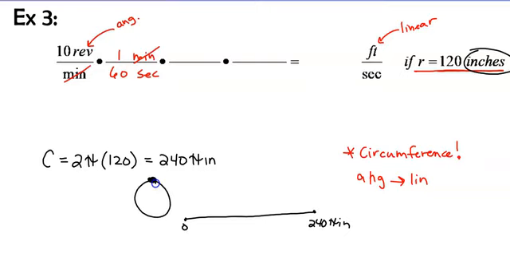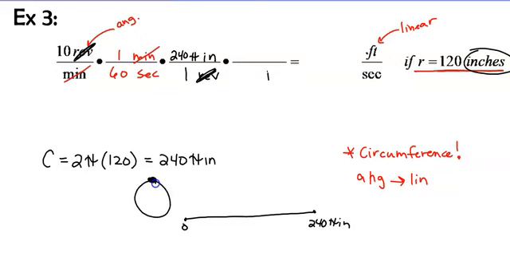Okay, so we're trying to get rid of revolutions. Currently it's on the top. We need to put it on the bottom. Okay, now we have a conversion factor though. One revolution is equivalent to 240 pi inches. Okay, now we're getting someplace. Now we are done with revolutions and we are in inches. So we're very close to getting to feet. We want to end up in feet.